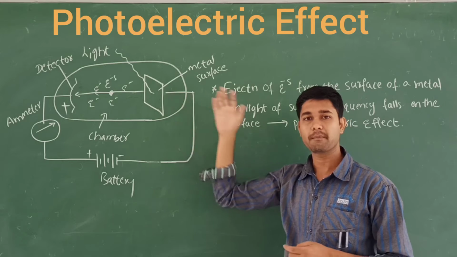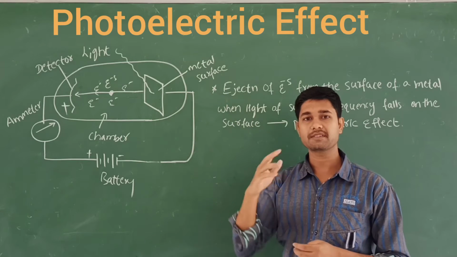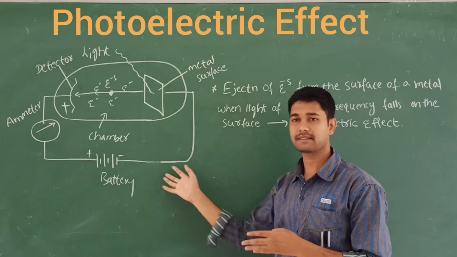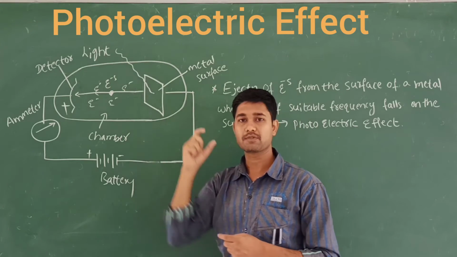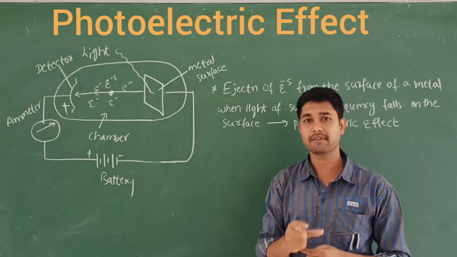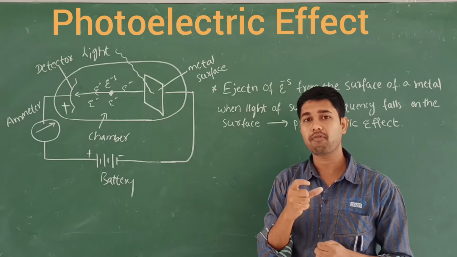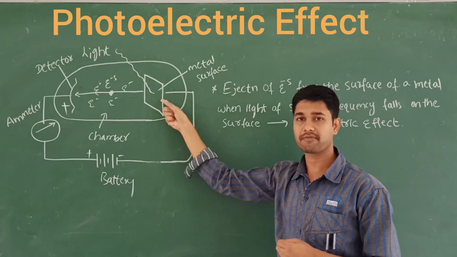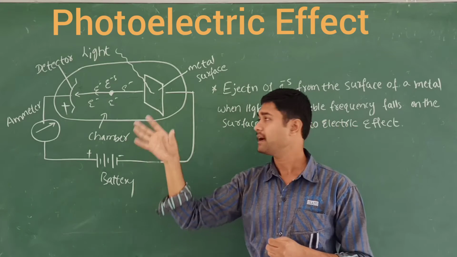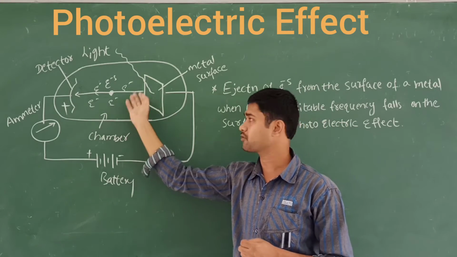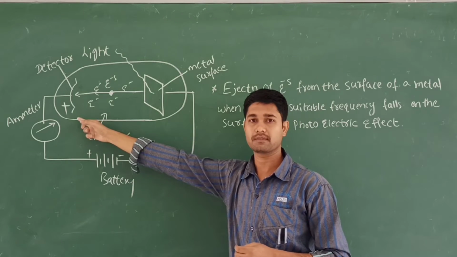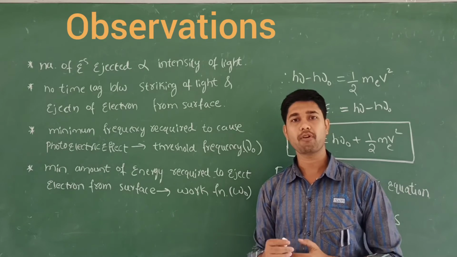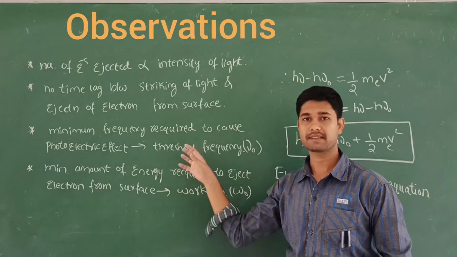Based on this model, Einstein prepared this concept of the photoelectric effect. Whenever light of suitable frequency falls on this metal surface, it emits electrons, and these electrons are taken out and detected by the positive electrode. Einstein made the following observations. Let us see here.